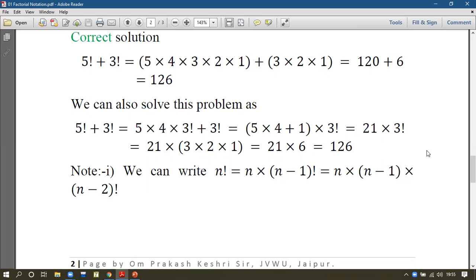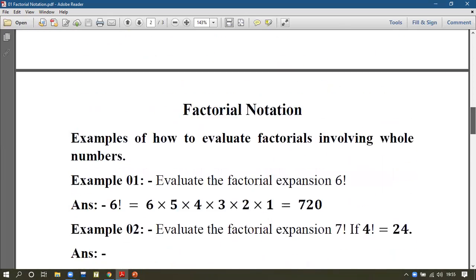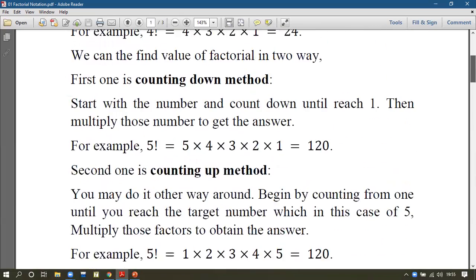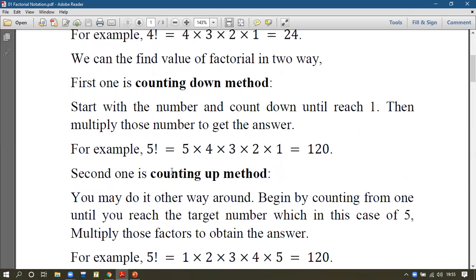As we saw in the previous part, when we find the factorial in the counting down method or the counting up method, the answer will be the same. That means here 120, here 120 also.